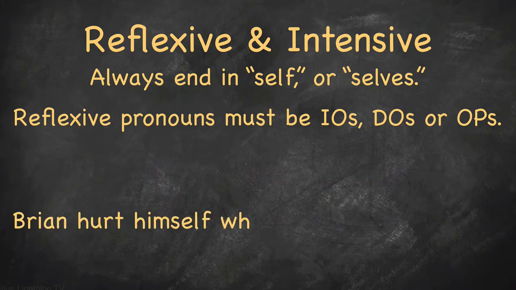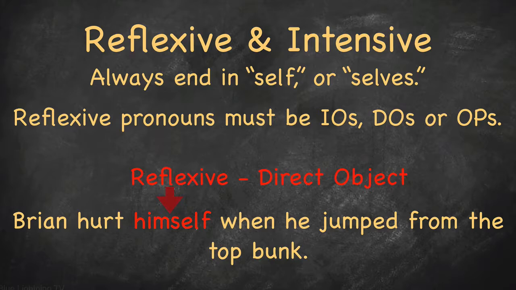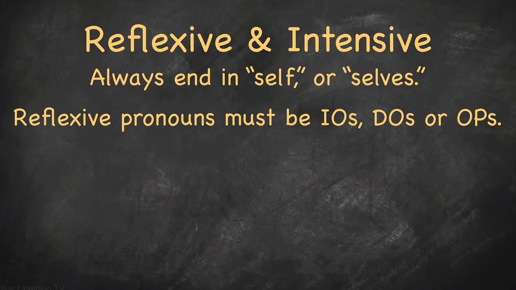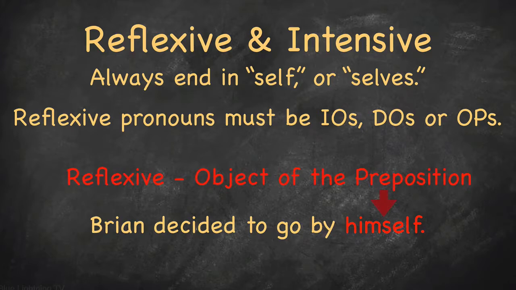In the sentence, Brian hurt himself when he jumped from the top bunk. Himself is reflexive again because it's the direct object. In the sentence, Brian decided to go by himself. Himself is still reflexive because it is the object of the preposition by. All 3 of these examples were reflexive because they all were actually some specific part of the sentence.